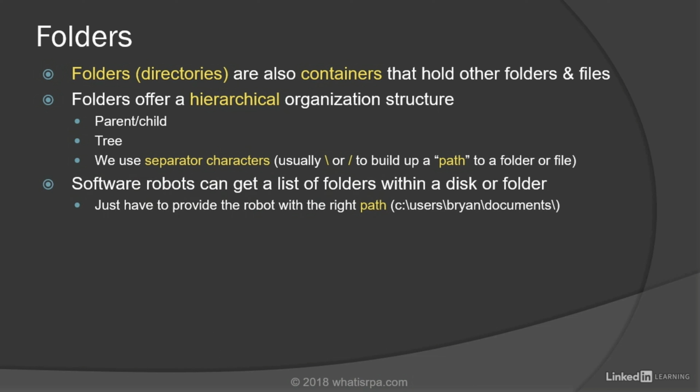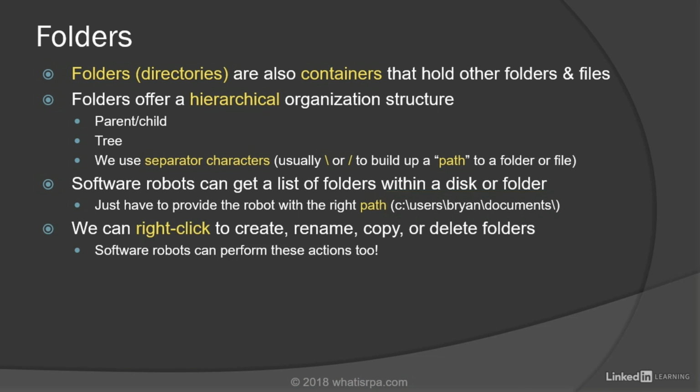Given that we perform tasks with folders and files on a daily basis, our ultimate goal is to get software robots to do the same thing. And I'm happy to tell you that software robots can get a list of folders within a disk or folder. We just need to provide the robot with the right path to the folder that we want it to interact with. And in this example path here, you can see that it begins on a disk with the letter C, then it moves into the users folder, and then a Brian folder inside the users folder, and then finally a documents folder, which is inside the Brian folder.